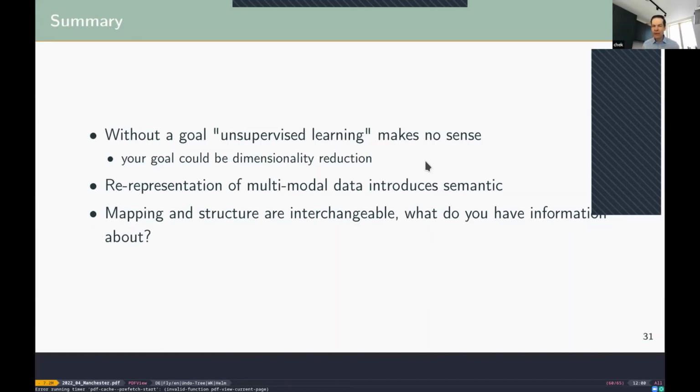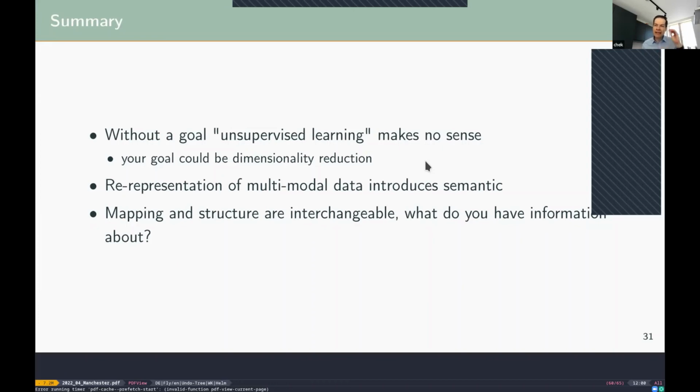And I hope you agree with me, it makes no sense whatsoever if you don't have an objective, if you don't have a task. Your task can be as simple as reduce the dimensions, fine, but then you have a task, right? So always think about what that is. Your task needs to come into it.